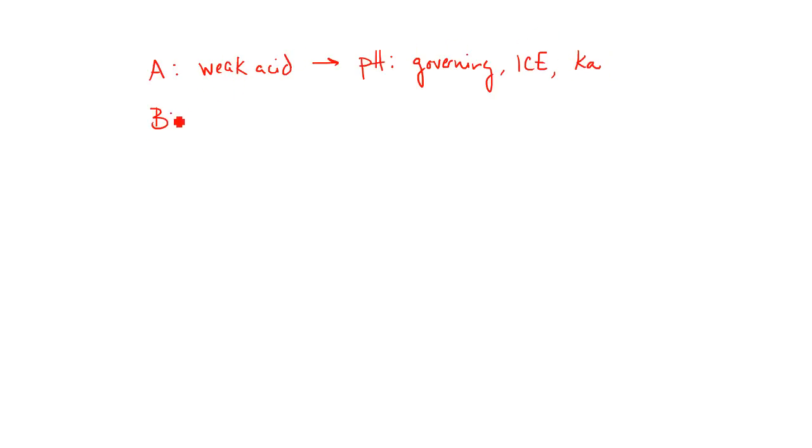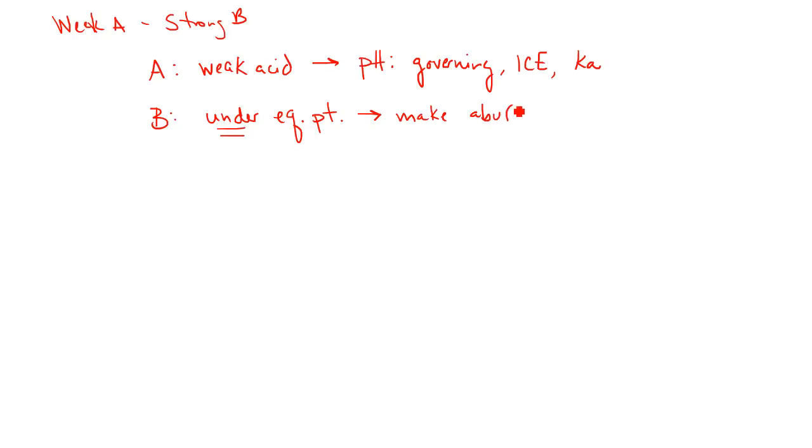In part B, we were under the equivalence point. We had not reached the equivalence point yet. In a strong weak titration, right, with a weak acid, strong base, when you're under the equivalence point volume, you're going to make a buffer. And then you're going to have to use Henderson-Hasselbalch. So that was like calculation B.